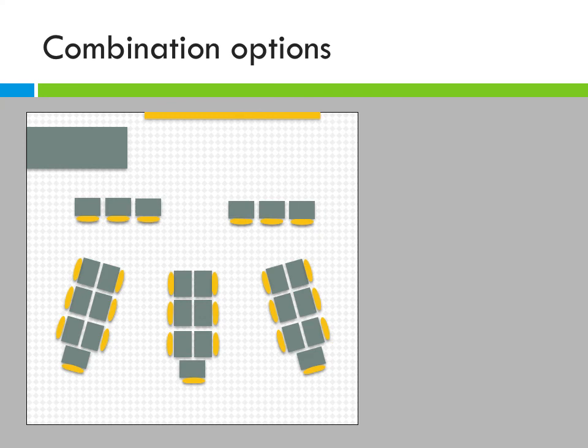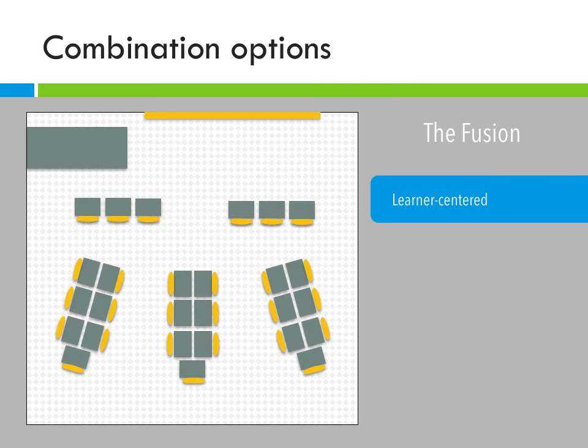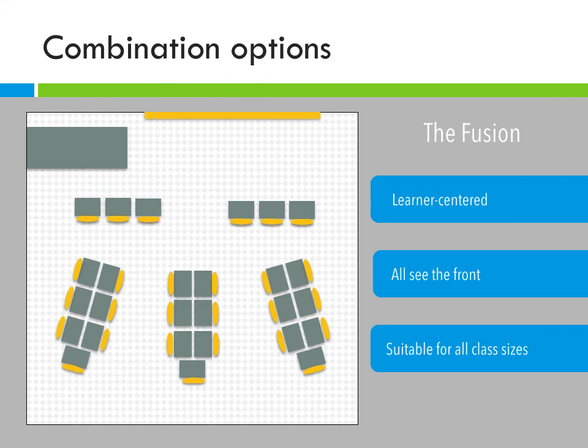The fusion is a popular choice as well. It is a combination of both rows and groups or clusters. It adopts a more learner-centered approach. All learners are able to see the front, and it is suitable for all class sizes.